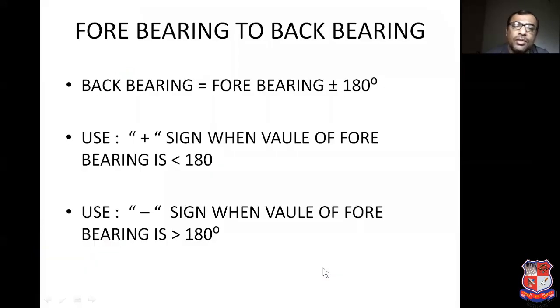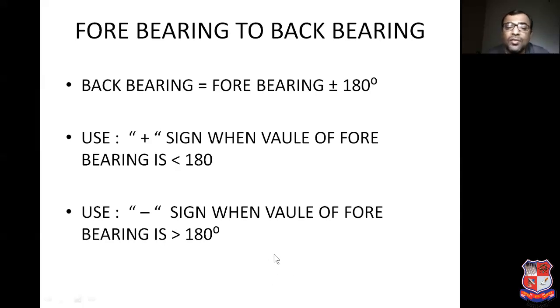Now the conversion of forebearing and back bearing. What is the relation between forebearing and back bearing? There is one equation, one of the most important that you have to remember: back bearing is equal to forebearing plus or minus 180. The plus sign is used when the value of forebearing is less than 180 degrees, and you use the minus sign in this equation when the value of forebearing is greater than 180 degrees.